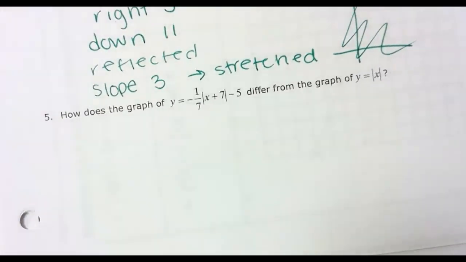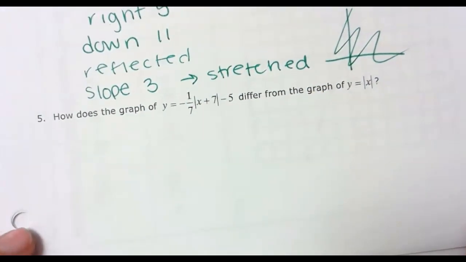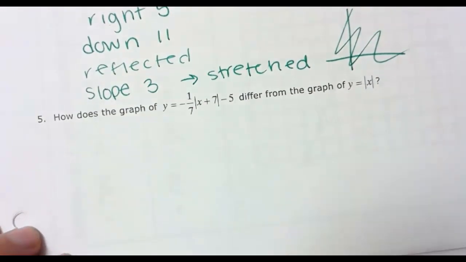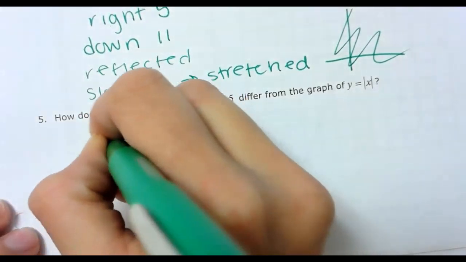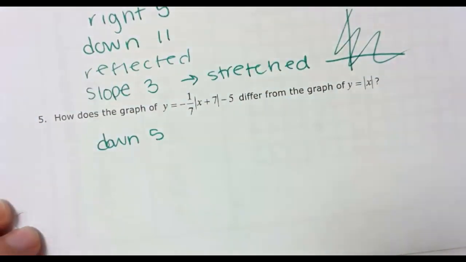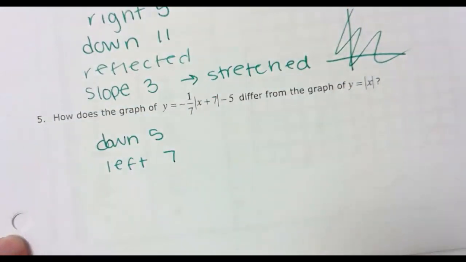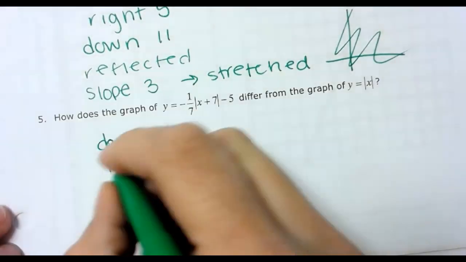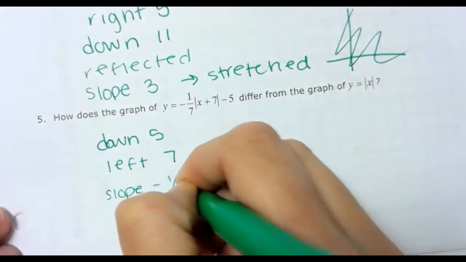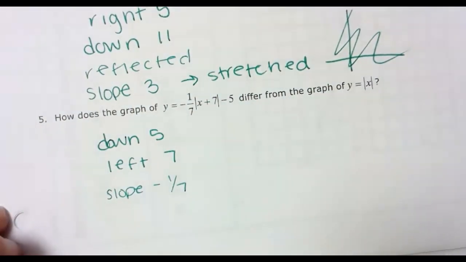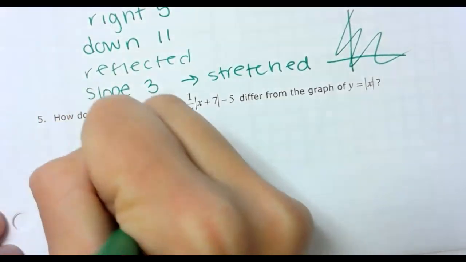Okay, number 5. Let's see, who haven't I heard from? Jordan, give me one of the 4 transformations. Perfect. It is down 5. Okay, Reese, give me another one. Awesome. It is left 7. Okay, Zach, give me another. Perfect. My slope is negative 1/7. Okay, Max, tell me something else. Awesome. It is reflected.